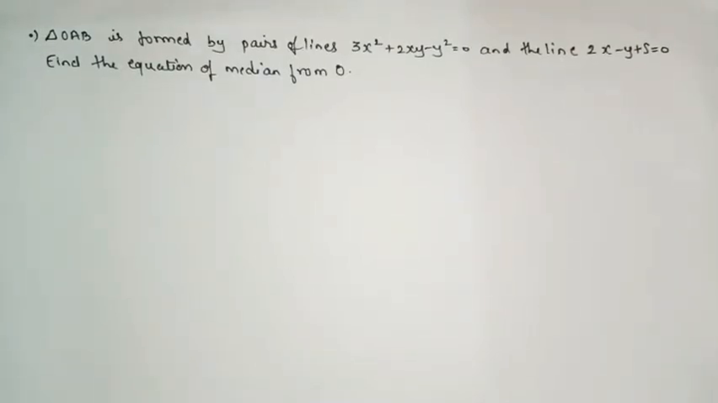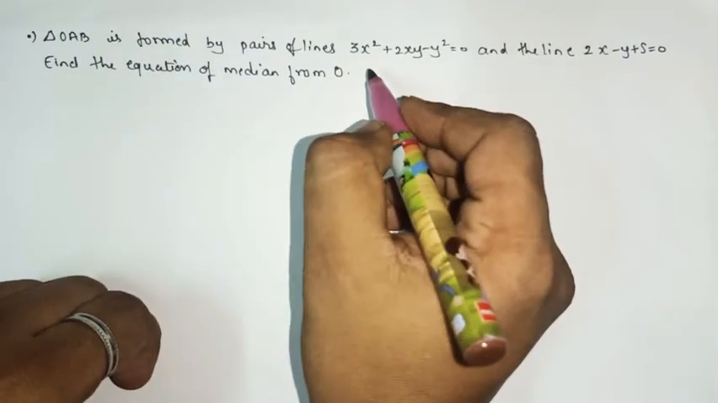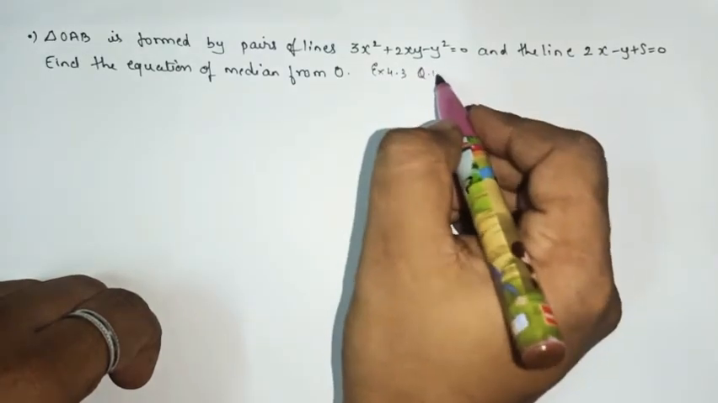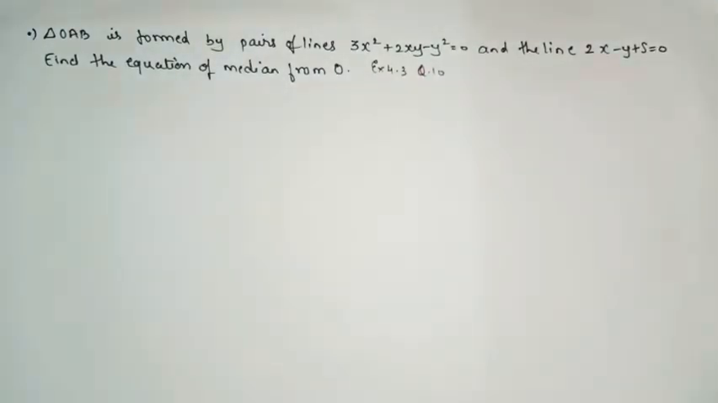Hello students, in this lecture we'll take one sum, one example, and the same type of sum is there in the exercise number 4.3, question number 10, as it is a very important sum from the board point of view, and the weightage of the sum is 3 to 4 marks.